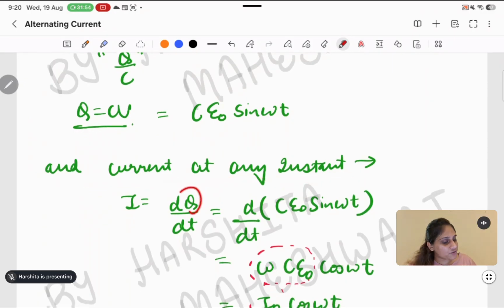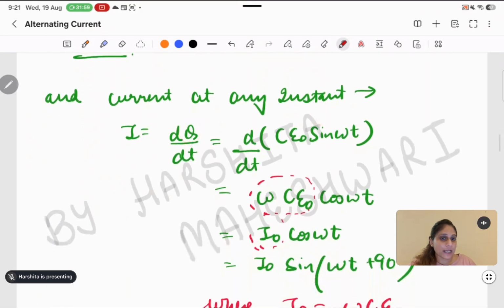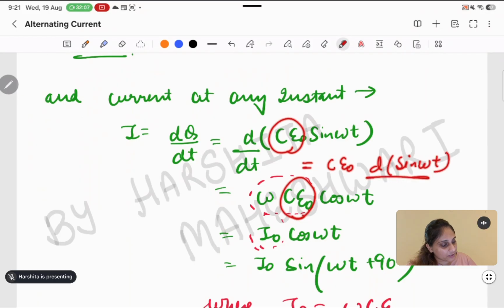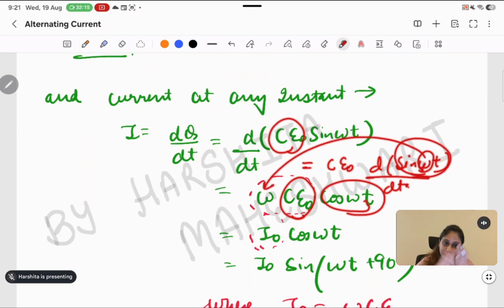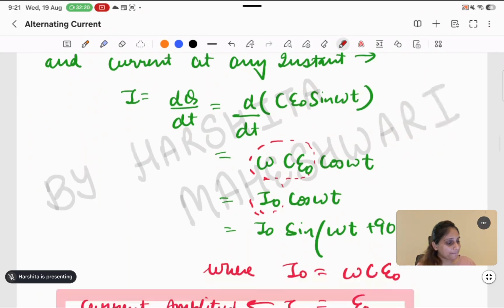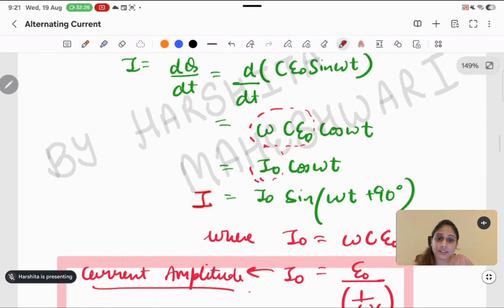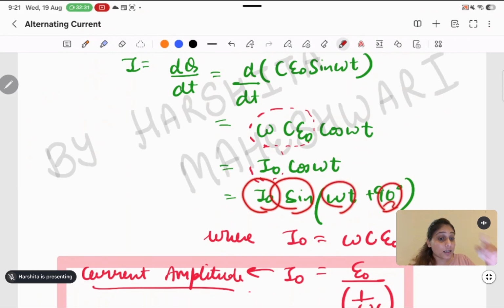And we will be putting the value of the charge from this equation into this one. Now we know C and E naught are constant values, so we will take them outside. We are left with C E naught and the derivative of sine omega t with dt. So that will be cos omega t, and by the chain rule of derivative, this variable omega will be multiplied ahead. In derivative, the variable will be multiplied ahead; in integration, it will be divided. So this whole thing I can write as I naught, and we are getting the value of current for the purely capacitive circuit, that is I naught sine omega t plus 90.